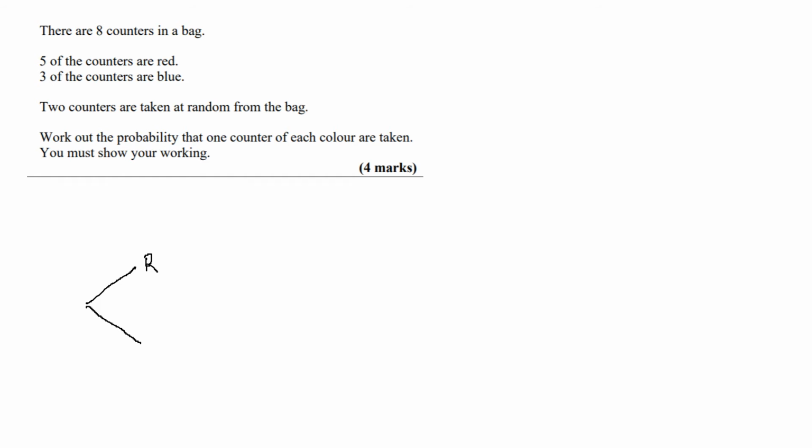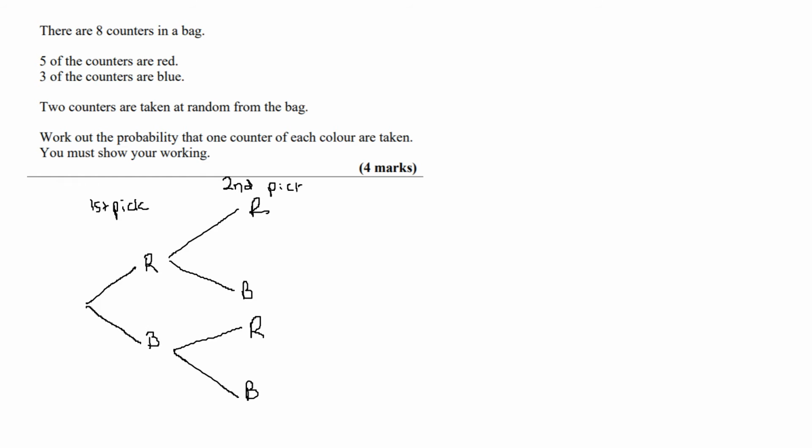So I'm either going to pick red or I'm going to pick blue. And this is my first pick. And then for my second pick, I can either pick red or blue, or red or blue. Now this is another question where we're not going to replace. So we need to remember to change our probabilities depending on what we pick first. So we've got 5 and 3, so we've got 8 altogether. So to start off with, I'm going to have a probability of 5 over 8 for picking a red counter and 3 over 8 for picking a blue counter.